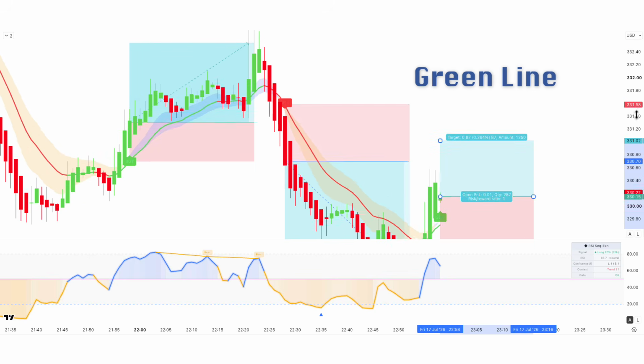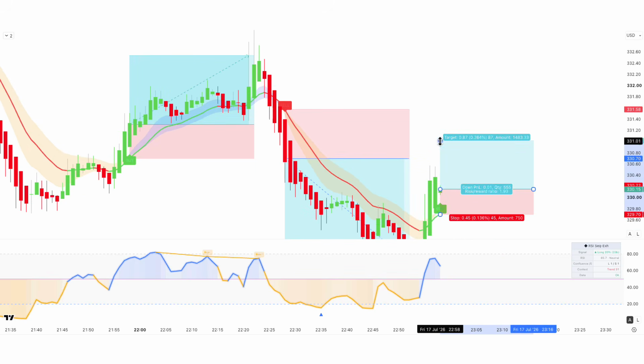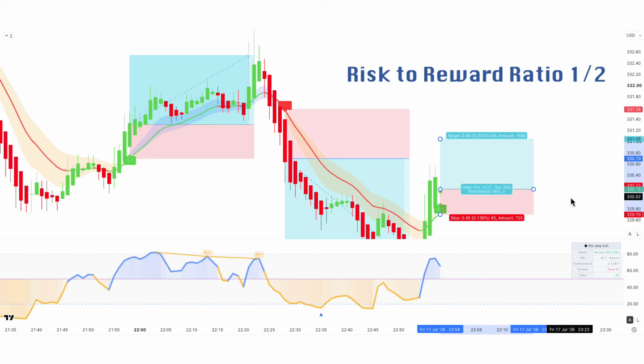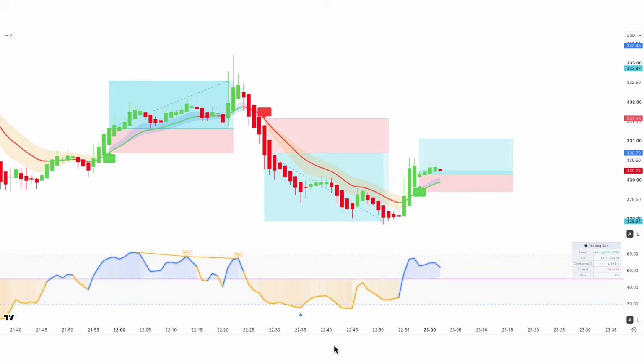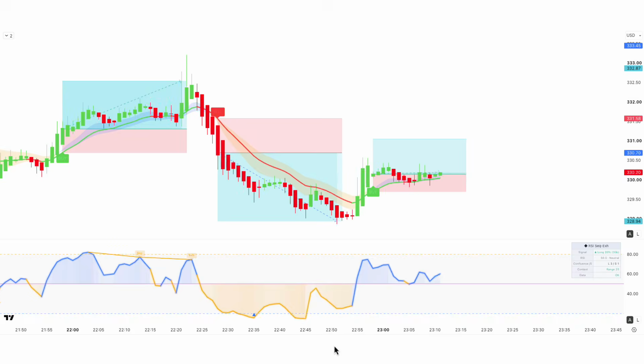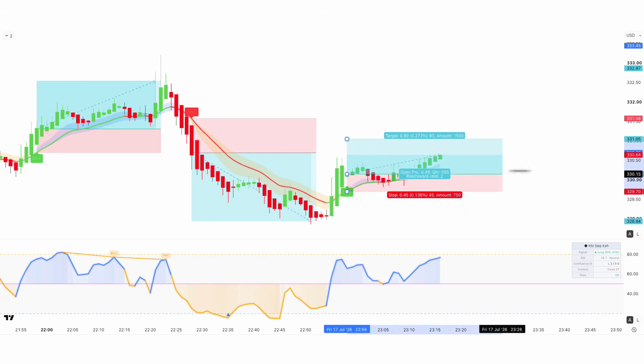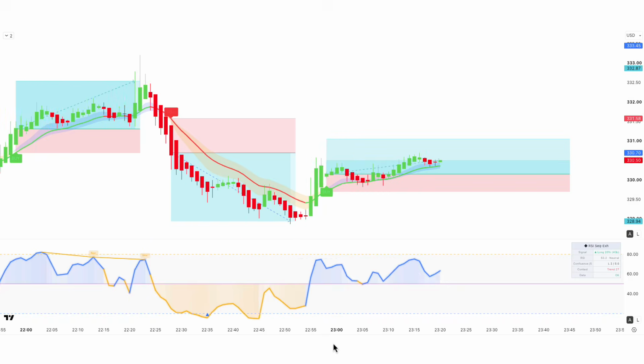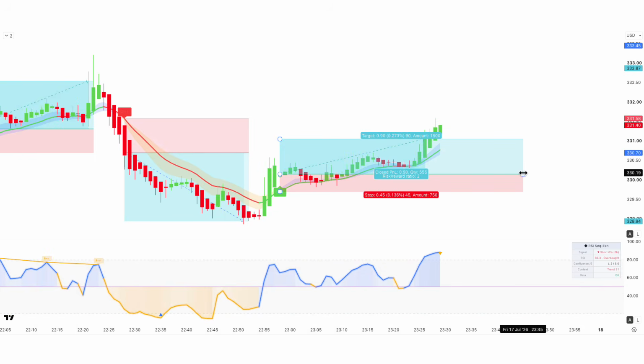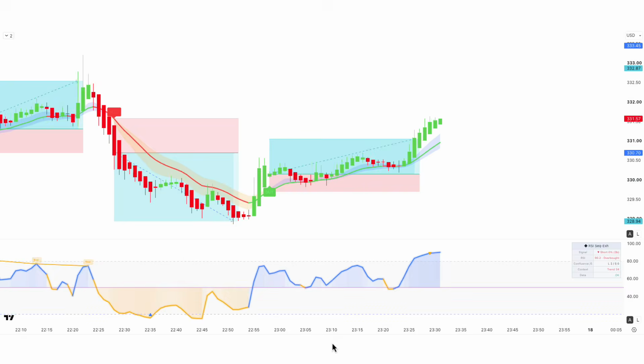Our stop loss is to be placed at the green line, and the risk to reward ratio will be 1:2. Let's see what happens to our trade. Our trade is running in profit. We have won the trade. Let's find the next trade.